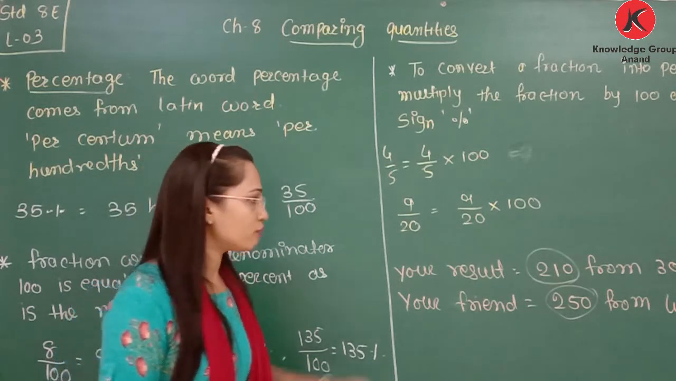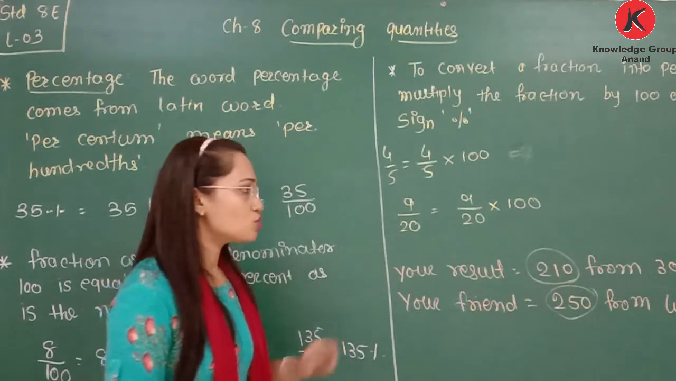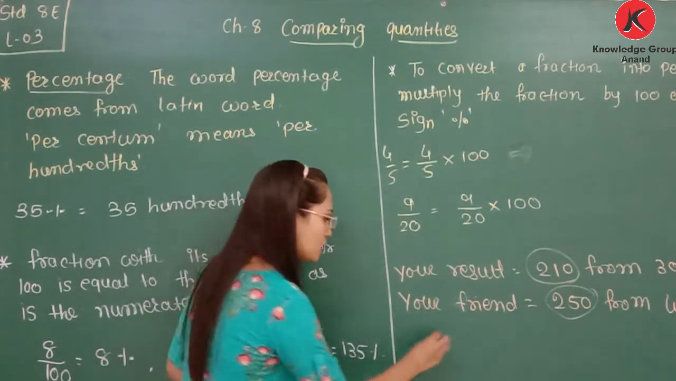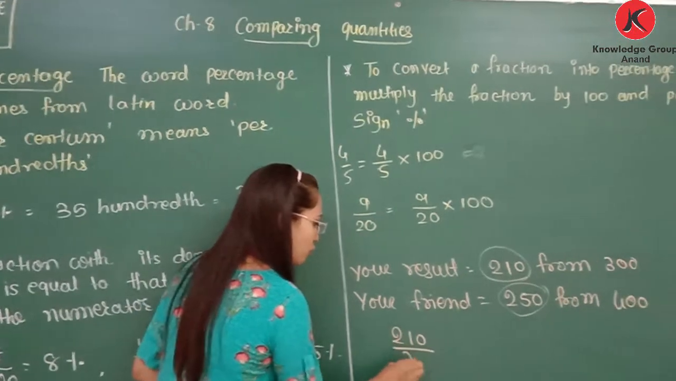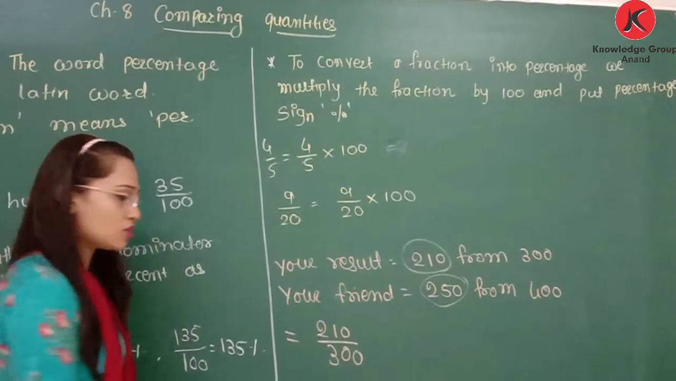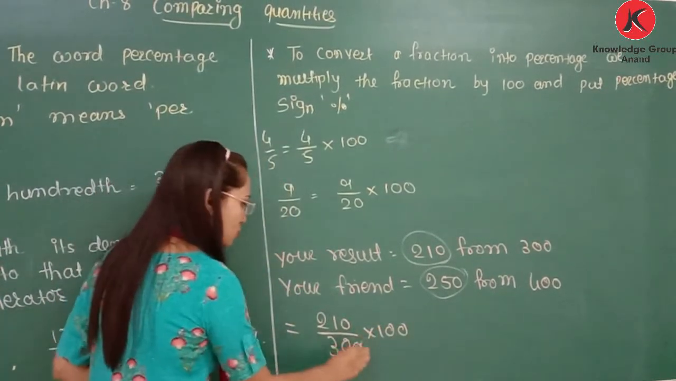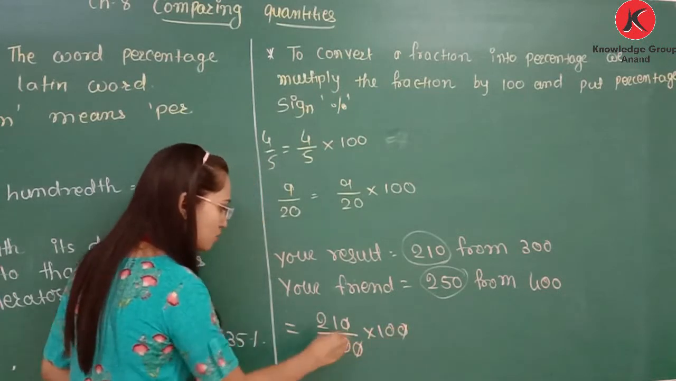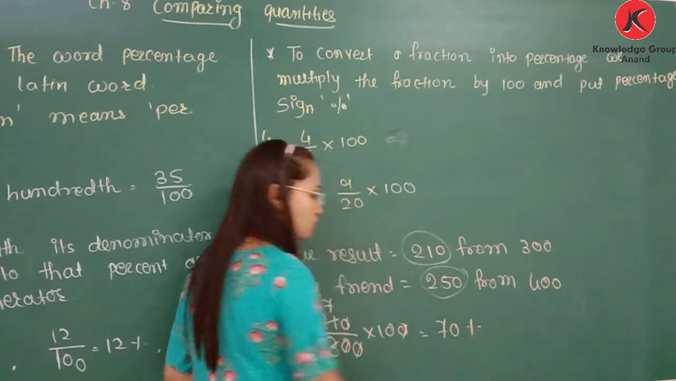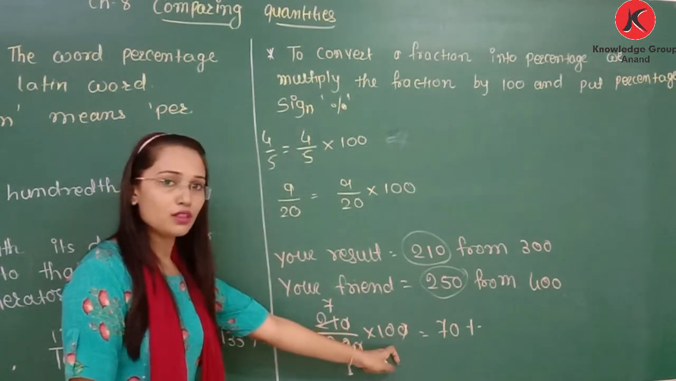So for that we will find the percentage. How can we find the percentage? We will learn the method to find the percentage. First we find your percentage. From 300 you get 210 marks. To find the percentage, multiply it by 100. The two zeros will be cancelled out, leaving 7. So your percentage is 70%. To find the percentage from a fraction, multiply by 100.